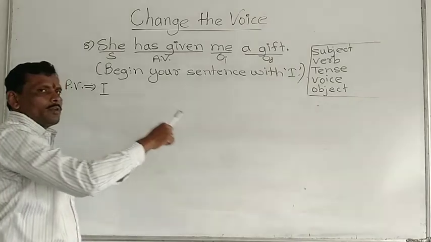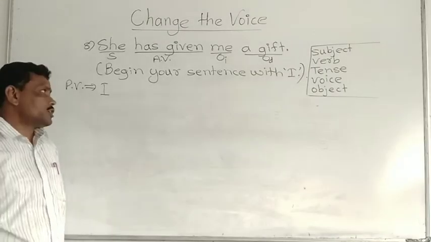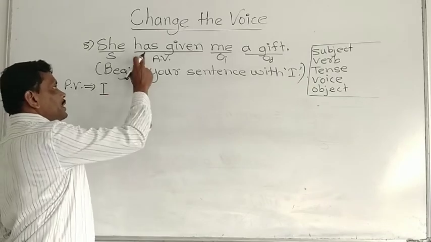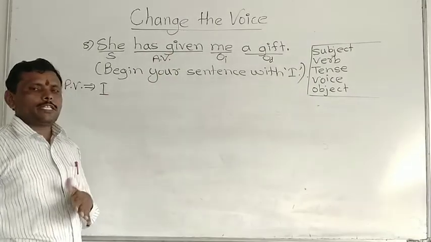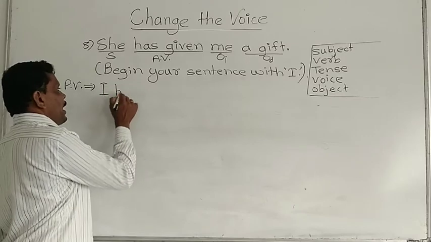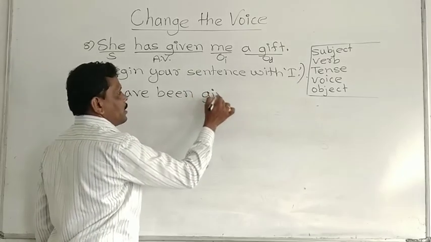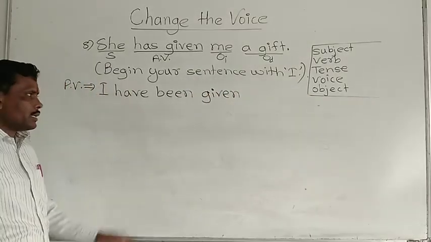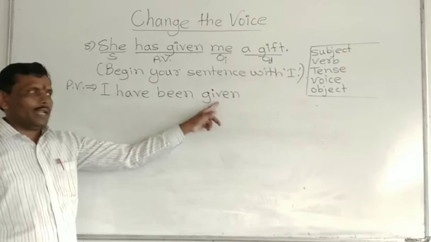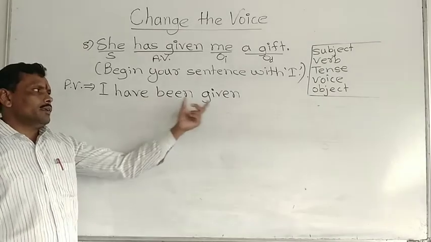Me is in accusative case, and when we want to place this me as a subject, that time we have to change it into I. I, okay, is placed at first. Then has plus given, this is active form. Its passive form is have or has plus been plus V3. So I carry have, then been, then V3 given. Okay. Is this correct? See there, has plus V3, its passive voice is have or has plus been plus V3. Correct? After I, there is have. Right? I carry have, then been, then V3.